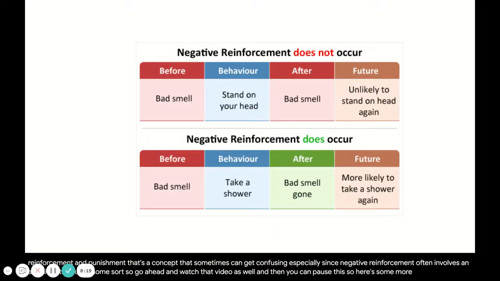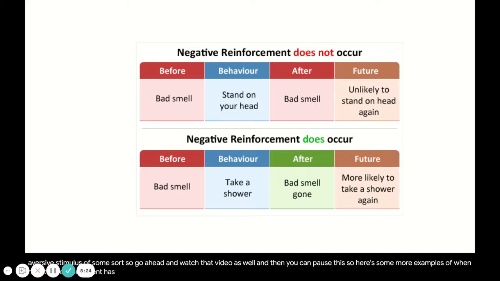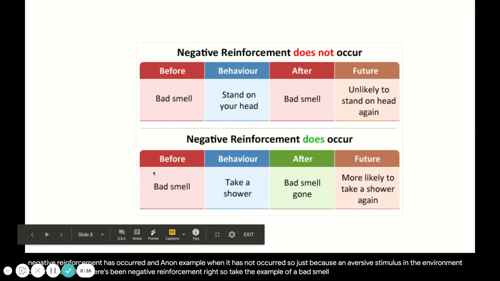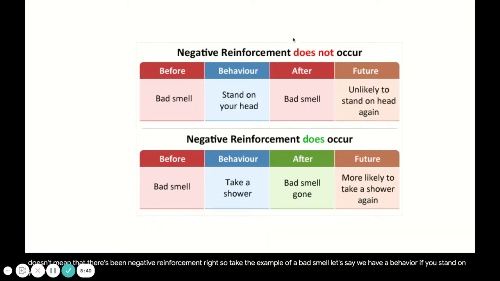So here's some more examples of when negative reinforcement has occurred and a non-example of when it has not occurred. Just because an aversive stimulus is in the environment doesn't mean that there's been negative reinforcement, right? Take the example of a bad smell. Let's say we have a behavior of you stand on your head. That doesn't take the bad smell away. So we have learned that, well, standing on my head isn't going to make the behavior go away.